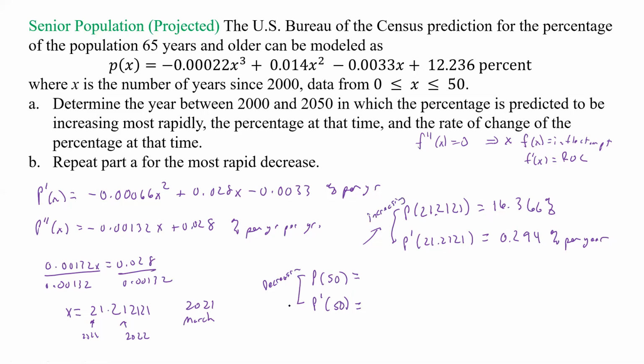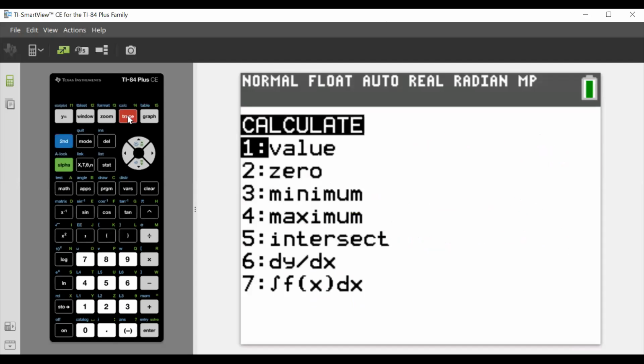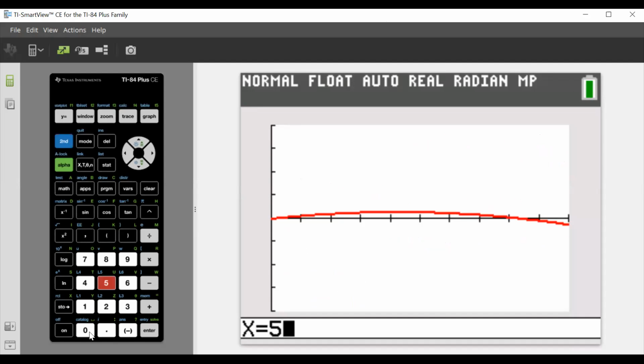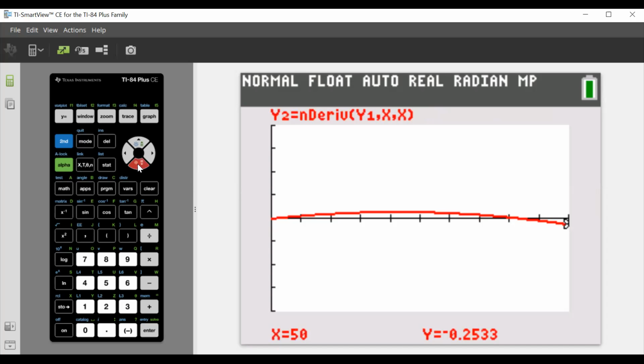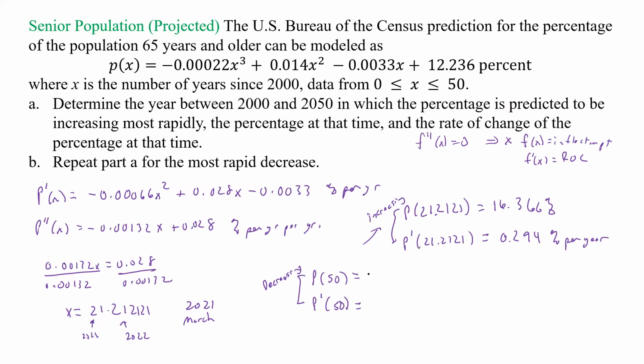Okay, so now we're kind of doing part B here. And so we're going to plug all those back into our function. If we do that, we might be able to just plug it in here, do our second trace value, and we want 50. And so that's going to be 19.571 for our original graph and negative 0.253 for our other one. So that was really quick. So that was 19.571%, and this is a negative 0.253% per year.